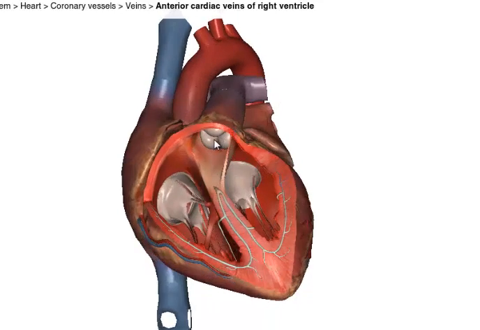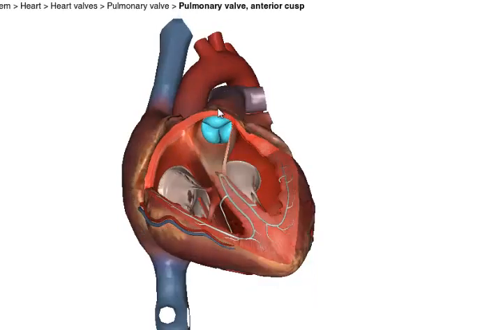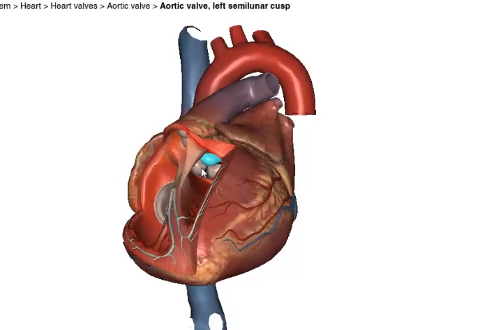At the base of the pulmonary artery is the pulmonary valve. This controls the flow of blood as blood leaves the right ventricle to go to the lungs. And at the base of the aorta is the aortic valve, and this controls the flow of blood as it leaves the left ventricle to be pumped around the body via the aorta.